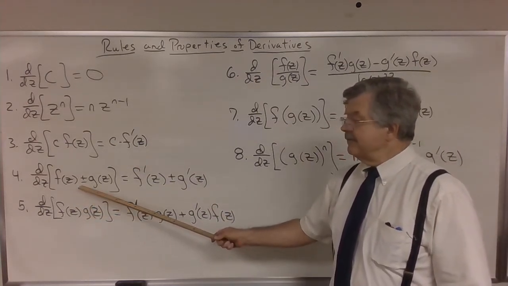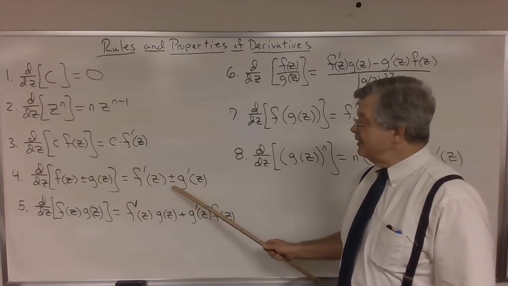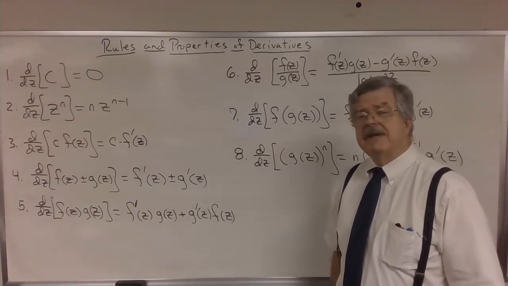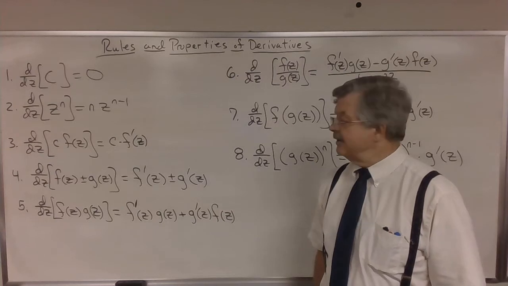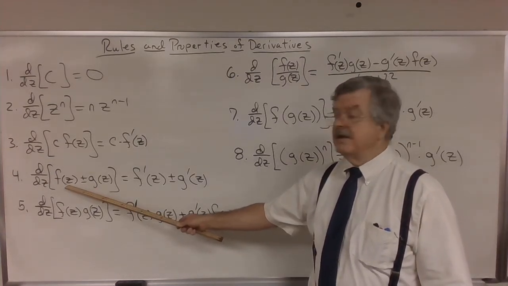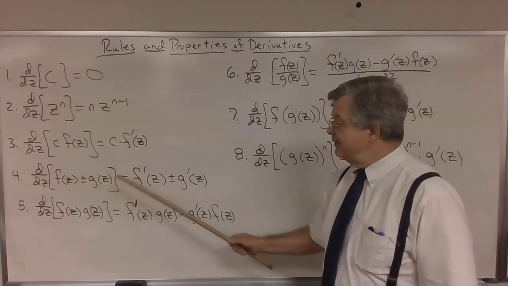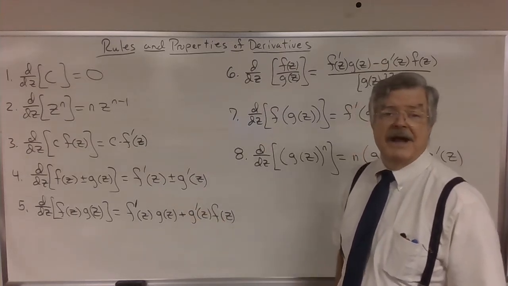The derivative of the sum or difference of functions is still the sum or difference of the derivatives of the functions, which means that when we compute the derivative of the sum or difference of functions, we compute the derivatives term by term. Compute the derivative of the first term, compute the derivative of the second term, and so on, and then just add or subtract them.